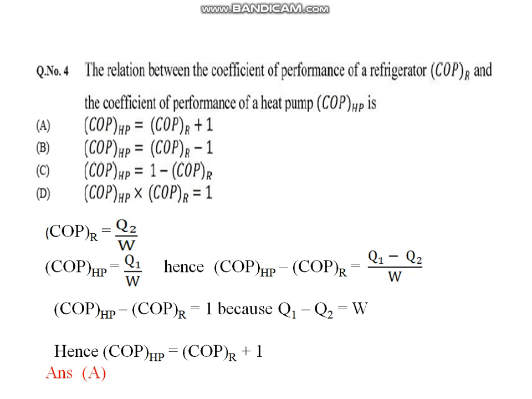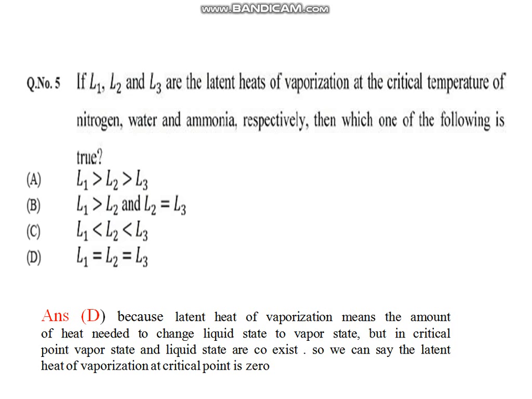So hence COP of HP minus COP of R equal to Q1 minus Q2 by W. You know that guys, Q1 minus Q2 equal to W. So COP HP minus COP R equal to 1. So hence COP of HP equal to COP R plus 1. So in this question the correct answer is A.